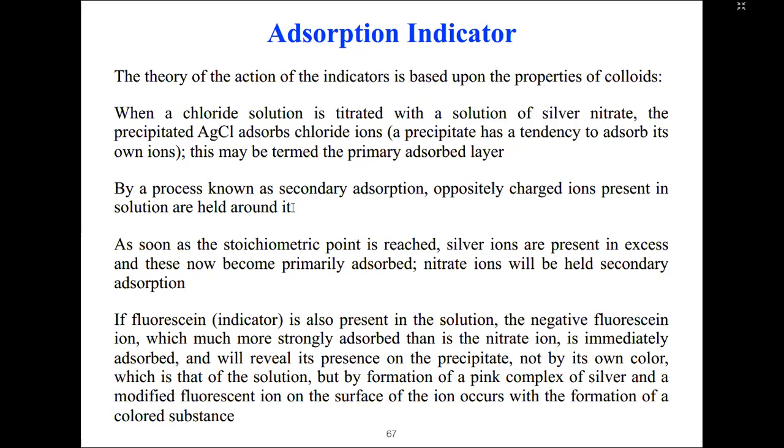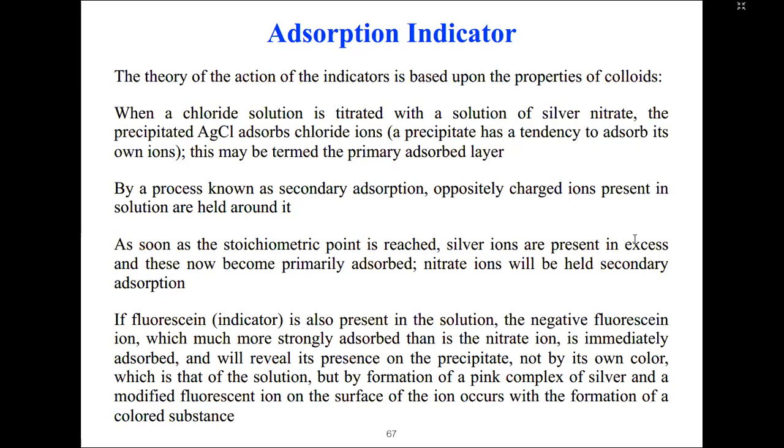So for example, in your conical flask, you now form AgCl precipitate, that is your primary layer, and you still have chloride ions, right? So you still have excess chloride ion that will exist outside this AgCl as a different layer, and that layer is called the secondary layer.